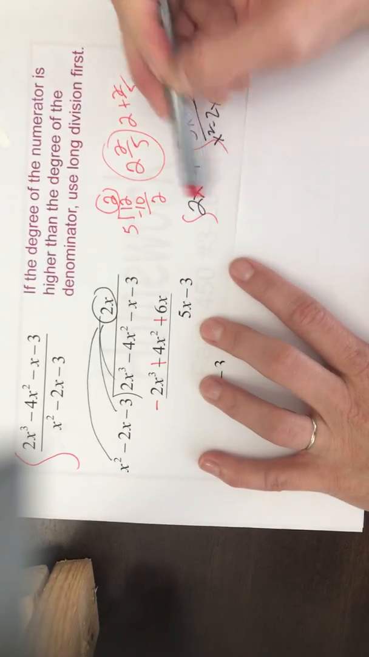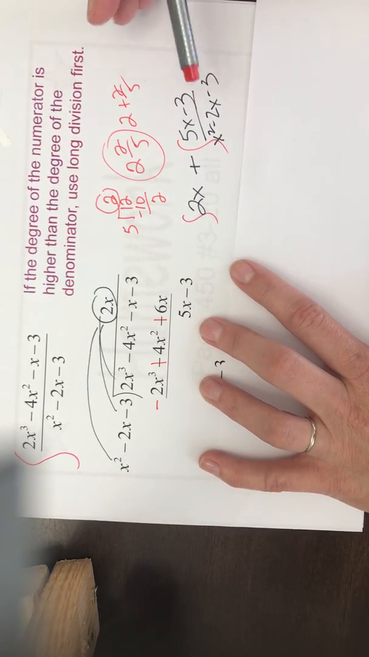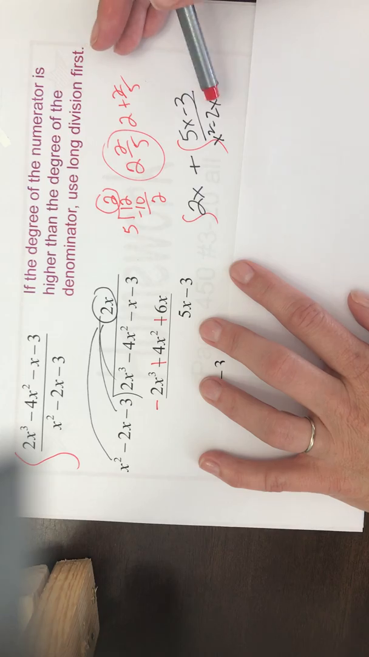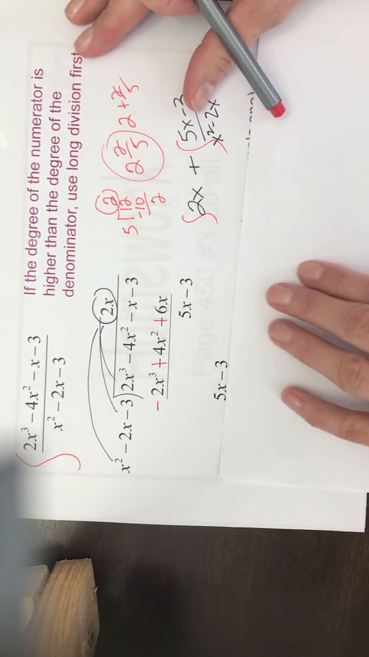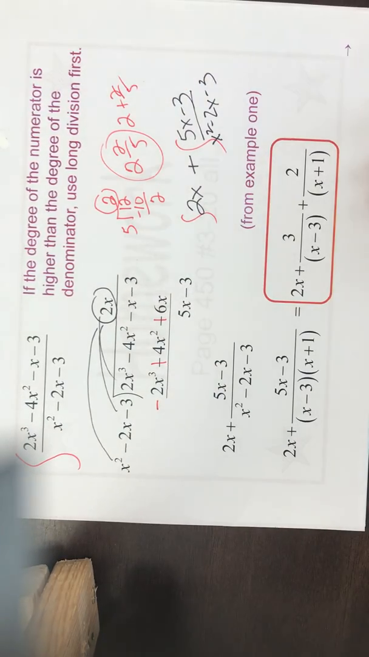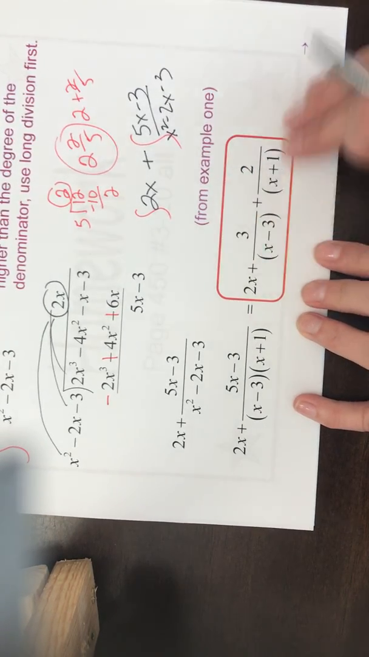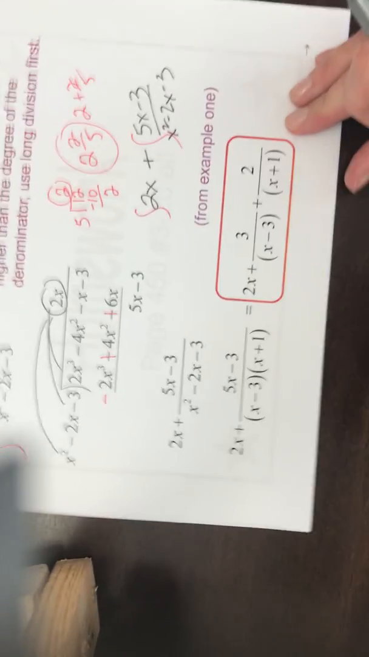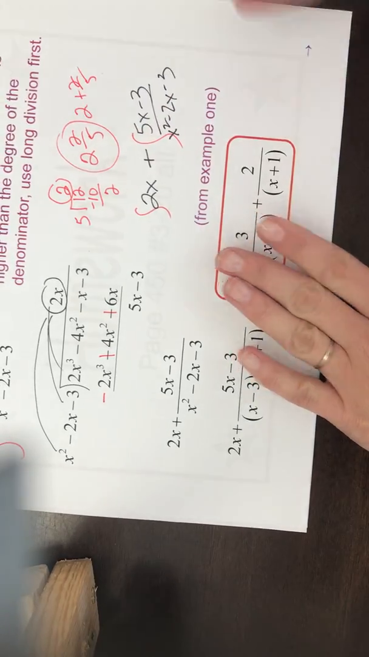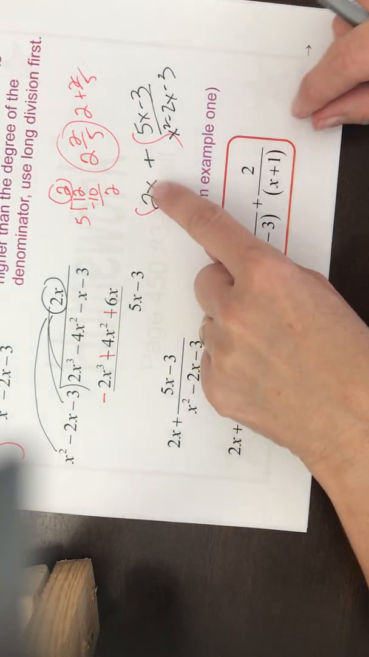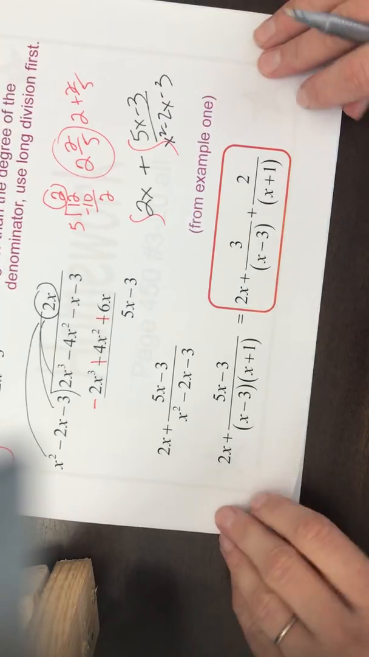This guy is easy to integrate. This guy, guess what? Partial fractions. It's exactly the same as the first problem I did with you. Okay? So that is where this answer would come from. Actually, this is just not integrated. We would then integrate this, which I'm not going to do because we already did it in problem 1, but you would integrate this and this. All right, that was a doozy.